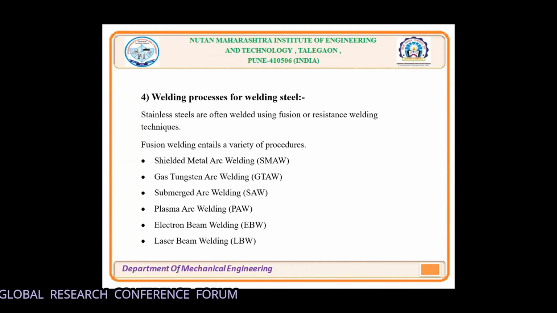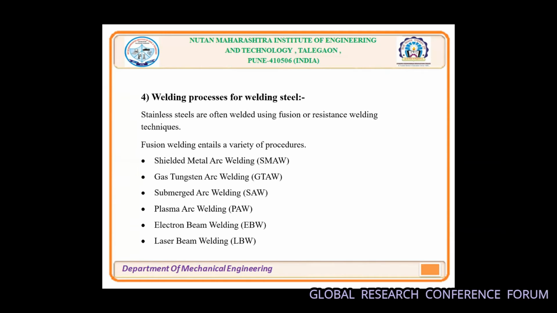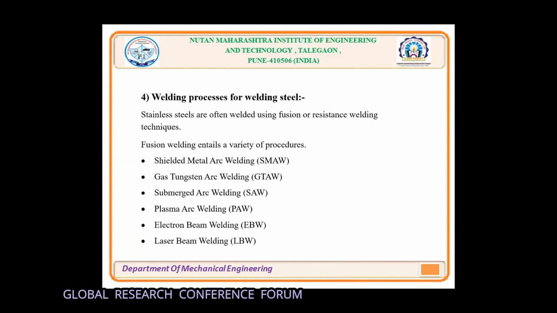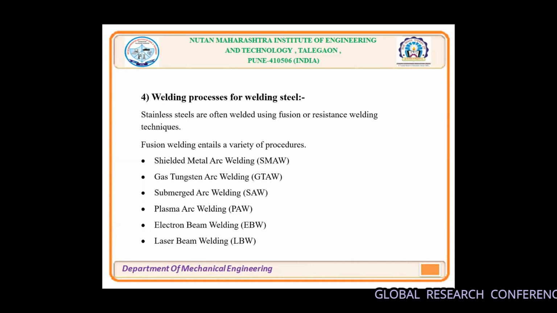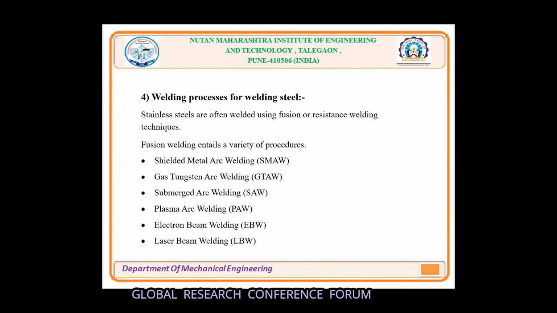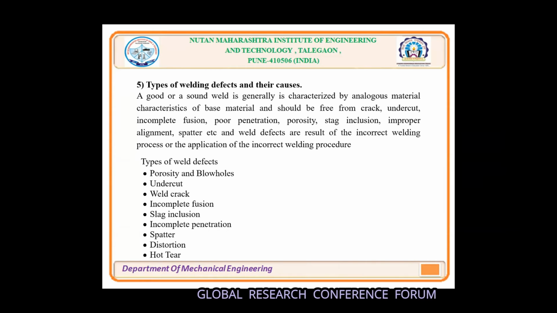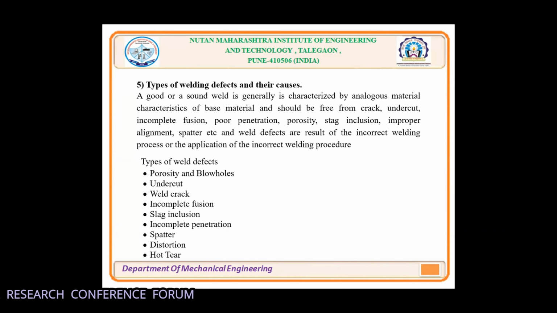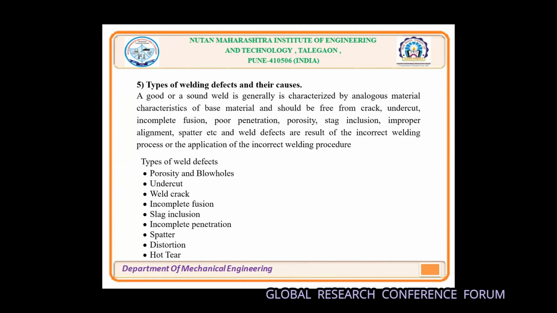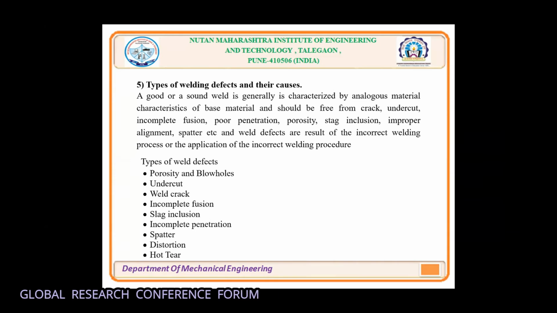Now we are going to see different types of welding that are already familiar in our mechanical syllabus, that are shielded metal arc welding, gas tungsten arc welding, submerged arc welding, plasma arc welding, electron beam welding, laser beam welding. Different forms of welding flaws are described in depth throughout the paper along with their causes. Some of the welding defects mentioned are porosity and blowhole, undercut, weld crack, incomplete fusion, slag inclusion, incomplete penetration, spatter, distortion, hot tear.